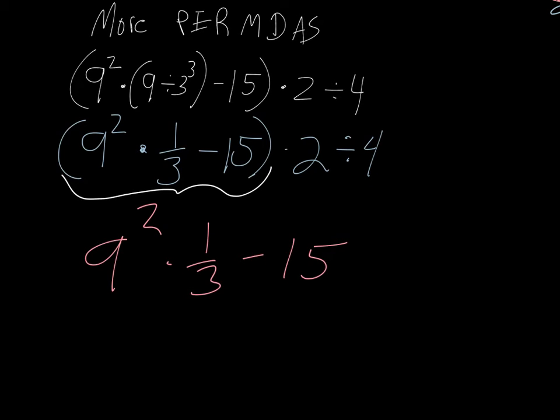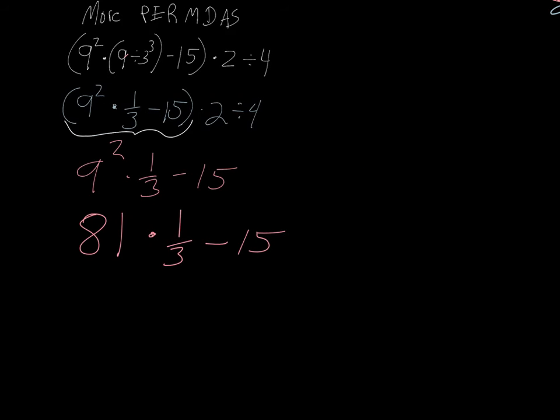So again, I will look and say, are there any more parentheses? No. Do I have exponents? Yes, that's what I do first. There's my exponent. 9 squared, again, squaring means times itself. So 9 squared is the same as 9 times 9. 9 times 9 is 81. Then I'm going to rewrite everything else. Times 1/3 minus 15. Shrink everything there just a little bit. And then I continue on with my PEMDAS, because I'm done with parentheses. Am I done with exponents? Yes.